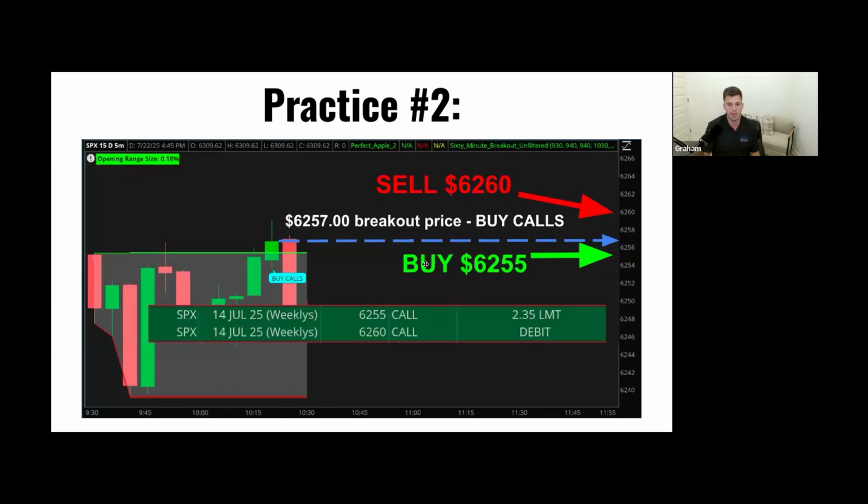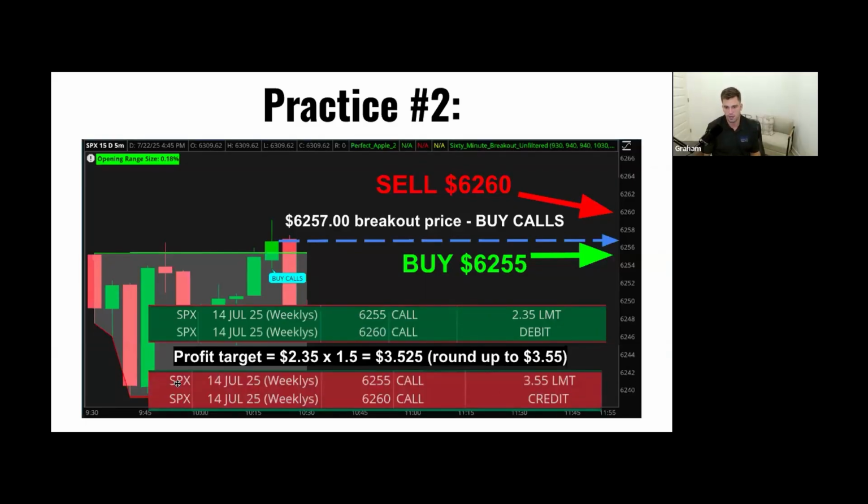Entered for 2.35 net debit. Profit target, take that times 1.5. Now, something interesting here is we have to round up to the nearest 5-cent decimal. That's just how SPX trades. So you can't trade it for, there's no 3.53. It has to be 3.55. So do that there. Set the profit target. Bam, we're done. Let it do its work. Any quick questions there?